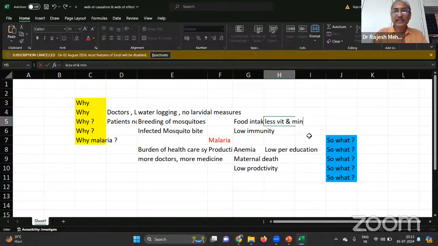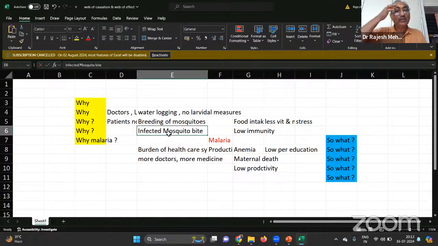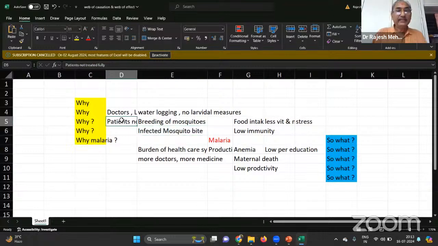Then there could be answers like stress leading to low immunity, etc. And then the question is why infected mosquito bite? In that case, patients are not treated properly. Then breeding of mosquitoes are there. Together, it can lead to infected mosquito breeding and infected mosquito bite.